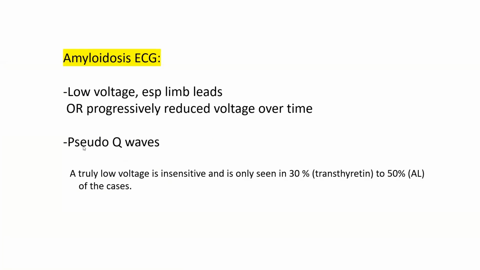And very importantly, you get pseudo Q waves in amyloidosis. So you can get extensive Q waves just because that amyloid tissue is replacing active myocardial cells. You're having electrically inert tissue in the myocardium, and that will cause Q waves. It's a tissue that doesn't have electrical activity. A truly low voltage in both precordial and limb leads is insensitive and is only seen in 30% of transthyretin amyloidosis to 50% of AL amyloidosis.